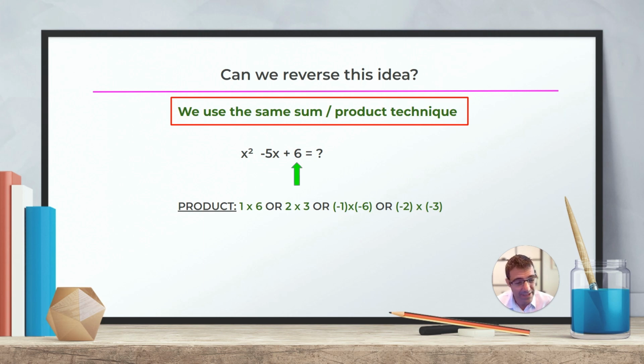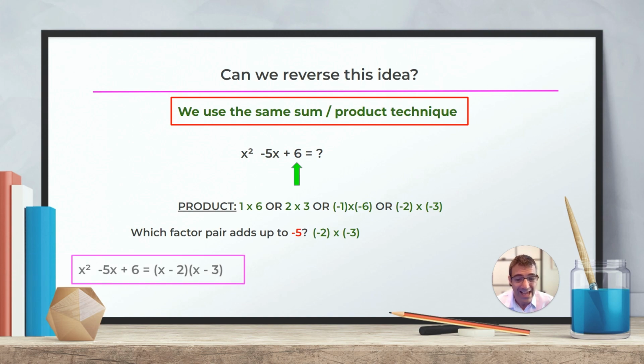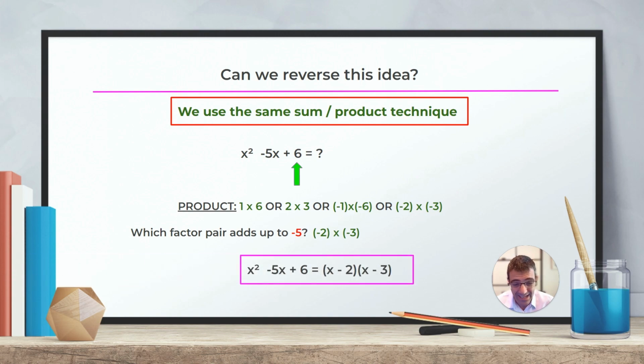Or you could also have negative 2 and negative 3, which multiply to 6 and add up to negative 5. So this time we're going to choose the fourth option, and that factor pair adds up to negative 5, negative 2 times negative 3. And so your bracketed form is going to be x minus 2 times x minus 3. And so this is how we use the factorization technique to factorize quadratic equations.